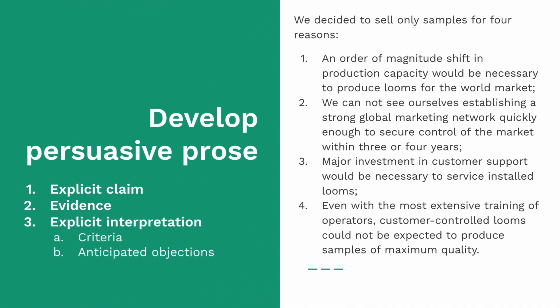Before I conclude with the interpretation of evidence, I want to talk about anticipated objections. Take a minute to read another passage from Fabrica's business plan. How could anticipating an audience objection at this point in the document help the writer be more persuasive?